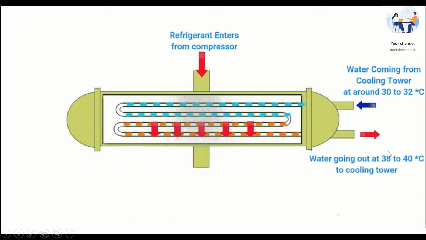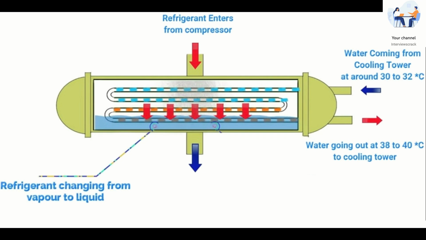So the temperature of the water increases to 38 to 40 degrees, and again it is going to the cooling tower, and by taking the ambient temperature, this water comes again at 30 to 32 degrees and enters the condenser in the system. So this is the same configuration: refrigerant changing from vapor to liquid. You can see the initial stage of the refrigerant was gaseous form, which is converted to liquid form.